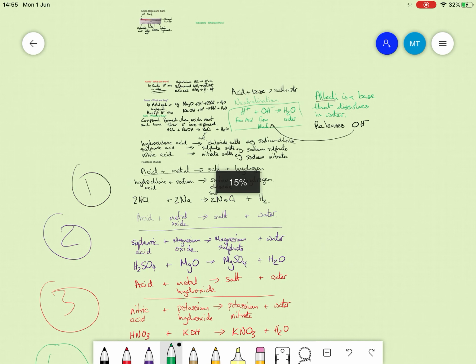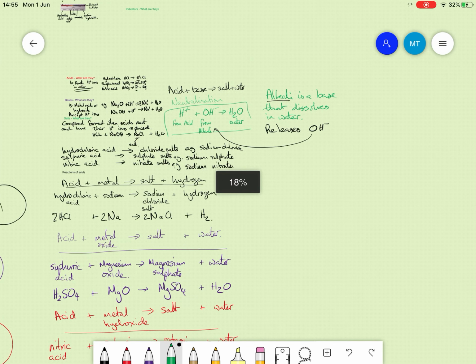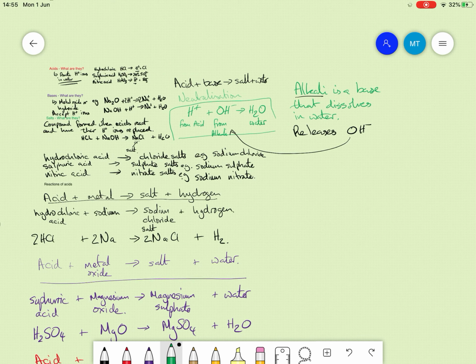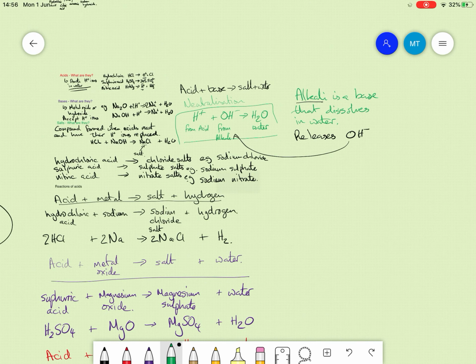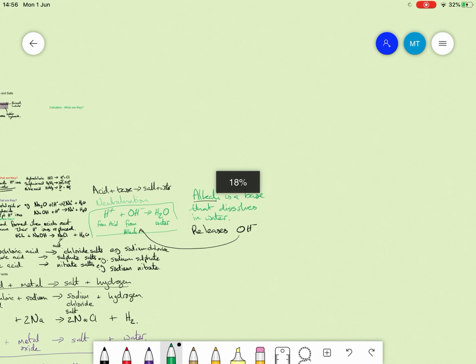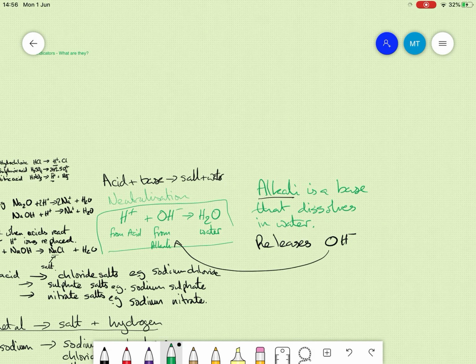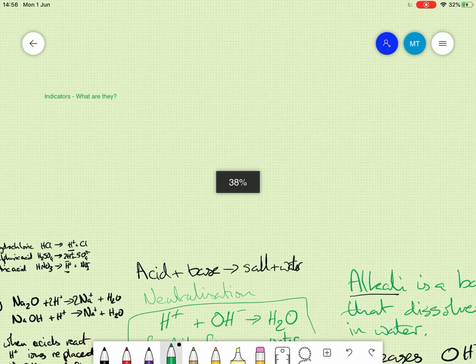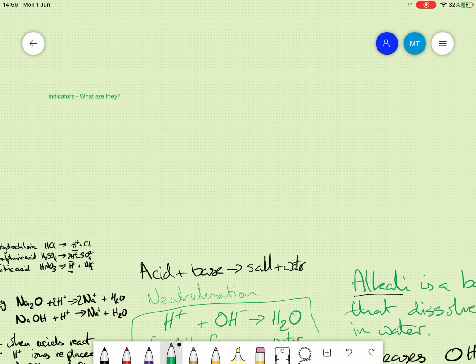Okay, so going back, we worked out what an acid was, what a base was and an alkali. We talked about a neutralization reaction. Then we talked about salts, what they were, and then the reactions of acids to form salts. Now, lastly, we need to look at indicators. Now, we know of one indicator already. We know of universal indicator, and that's really good at telling us the pH. Okay, but we need to know 3 other indicators.